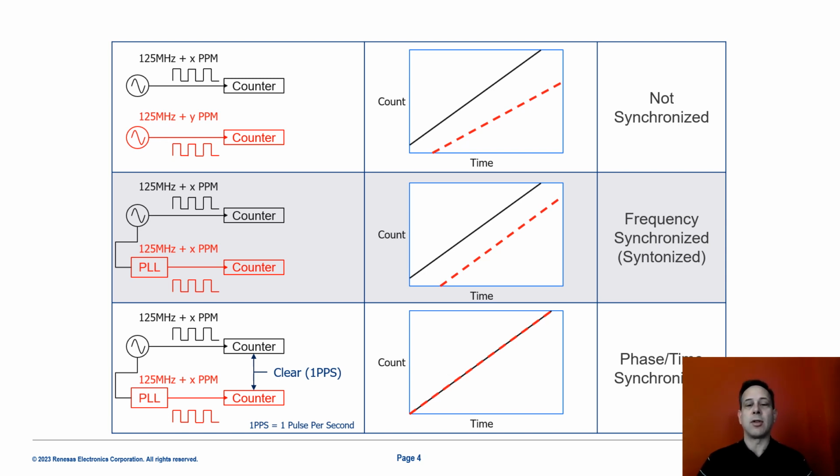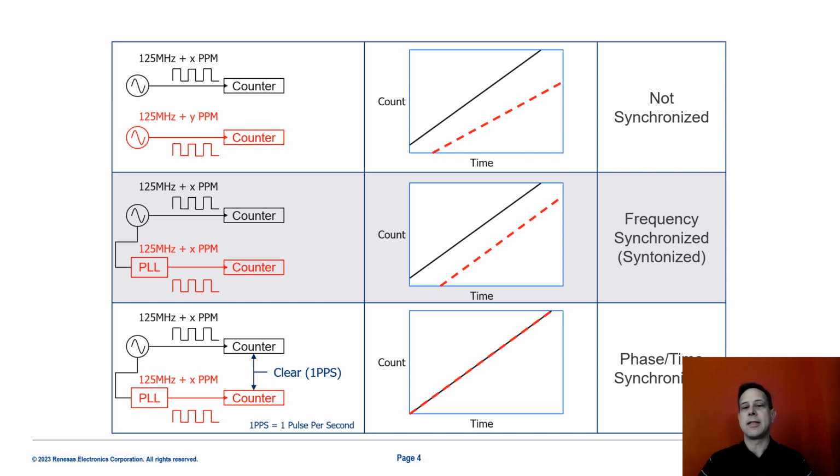Looking at this on a count over time graph, you would not see any relationship between the two clocks. They might have a similar slope, but the slope may be drifting from one another, and they are definitely not aligned in terms of having a similar concept of time. With the use of a phase lock loop, we can use the same frequency source to source the clocks for both counters. Now we can have a clock that is at the same nominal frequency and the same parts per million offset. This is what we call frequency synchronized, or sometimes referred to as synchronized.